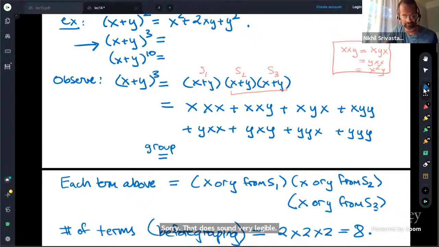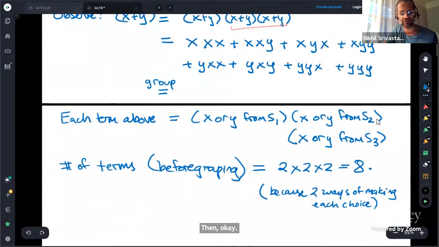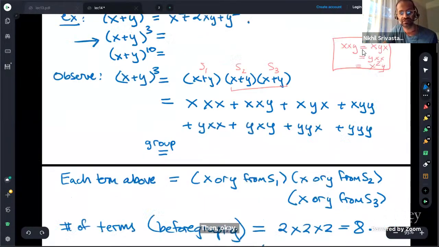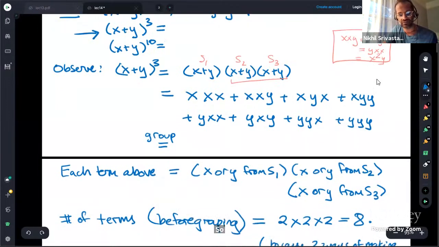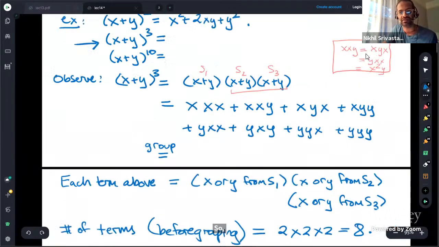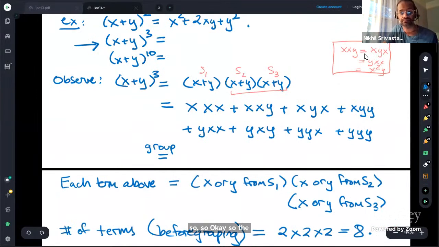Okay, so this we have to be a little careful about. So let's think about this. The way I'm going to group the terms is by counting the number of x's in them, because that's what ultimately tells me which terms I can group together. If 2 terms have the same number of x's, I can group them together.